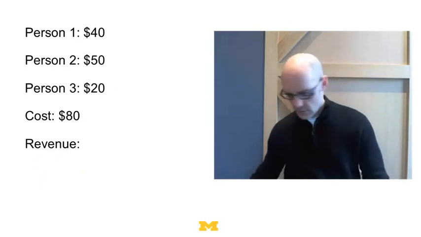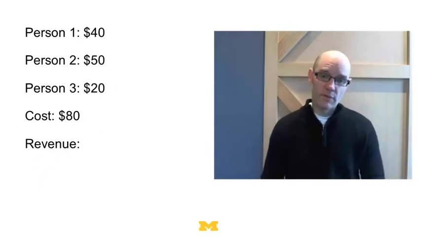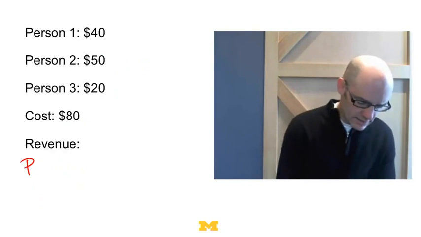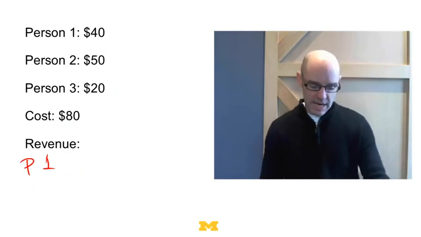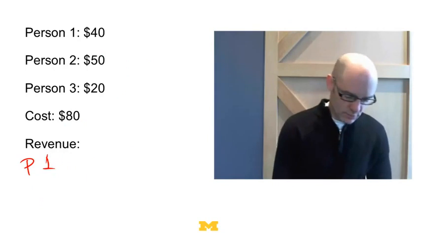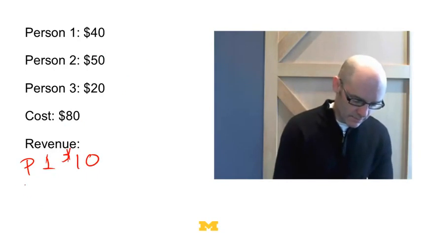Now notice that's not always going to be true. Let's go back to our example of 40, 50, and 20. In this case, how much is person 1 going to pay? Person 1 is going to pay 80 minus the sum of the other two people's bids, which is just going to be $10.